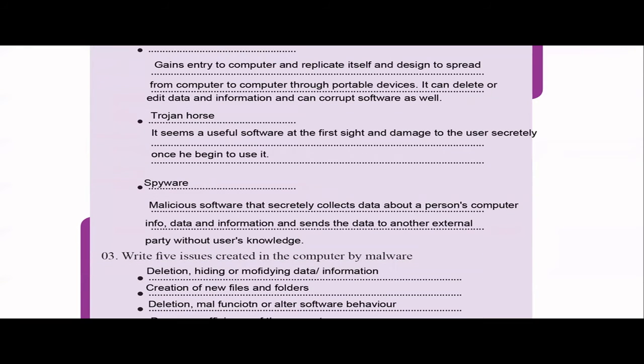The second one, I have written Trojan horse. The history story of the Trojan horse and these concepts I have explained in the textbook video, so please watch that if you missed it, because that is where I talk about all these concepts. In this video, I'm basically answering the workbook activities. In the Trojan horse, what happens is it looks like very useful software at first sight, but actually this software is damaging the user's data or information or the machine or hardware secretly. That is how a Trojan horse works.